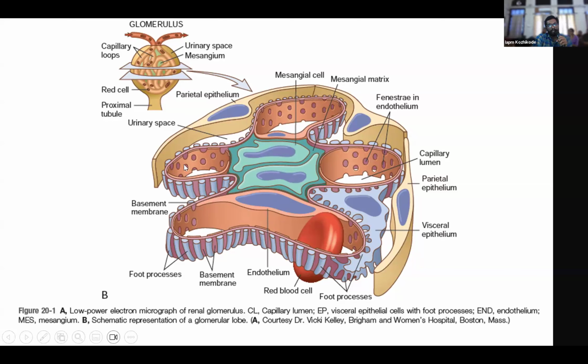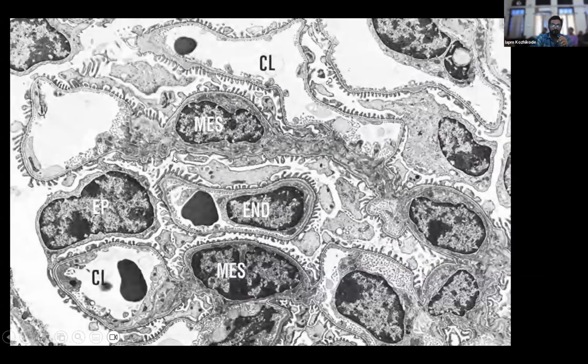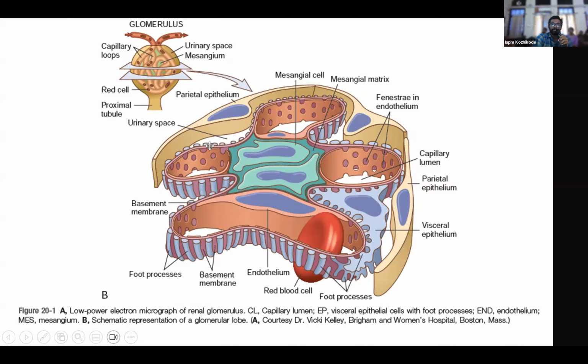Over the basement membrane lies our visceral epithelial cell, the podocytes. Their foot processes are there over the basement membrane, and this is the parietal epithelial layer. And here, in between these capillaries, are the mesangial cells.